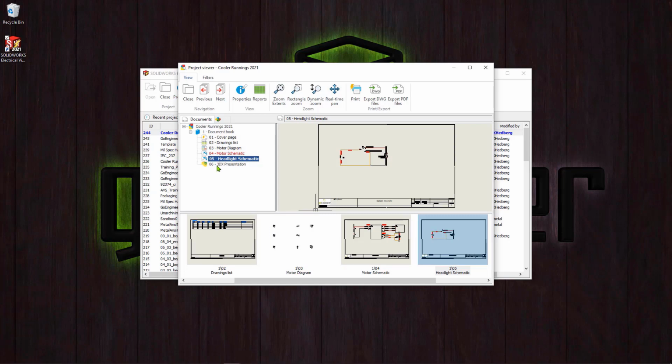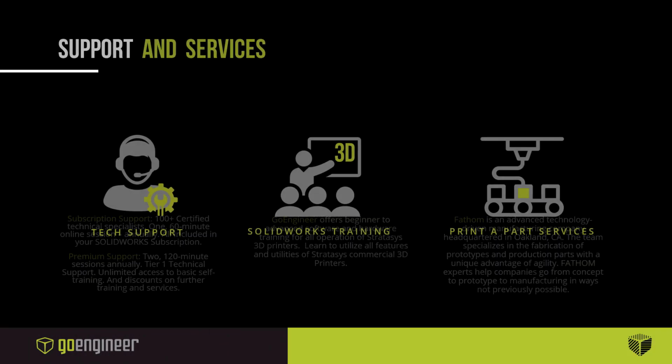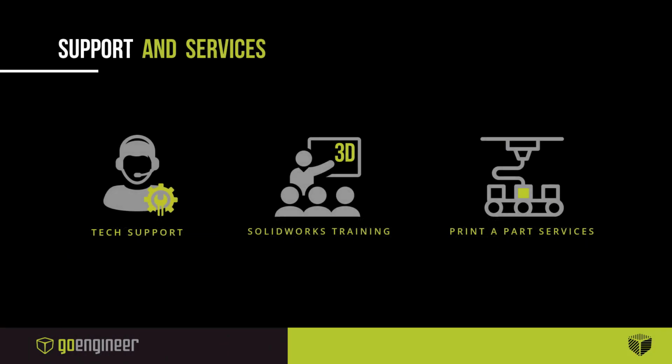So this is the SOLIDWORKS Electrical Viewer. It is a separate executable. It can be installed on the same computer that SOLIDWORKS Electrical is installed on. So that's what I have going on right now. Okay, so that's the rundown of what's new in SOLIDWORKS Electrical 2021.